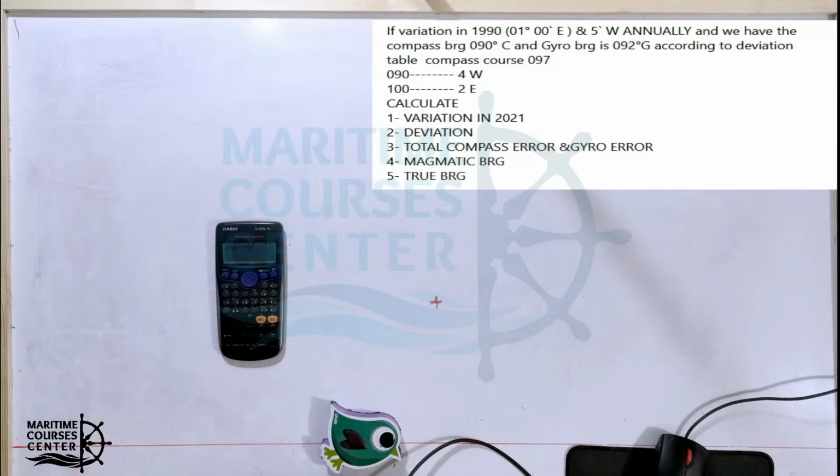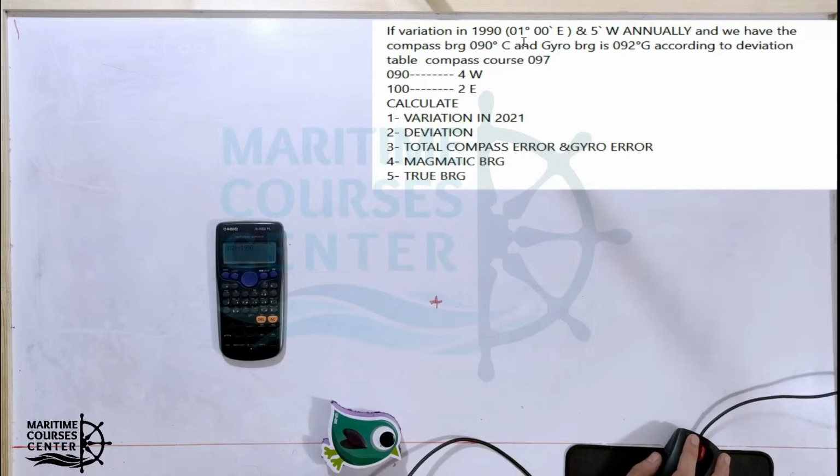Yesterday we had both exams about variation and deviation, and we want right now to solve this exam. So we have, if a variation in 1990 equals 01 degree 00 minute east and 5 minute westerly annually, and we have the compass bearing is 090 degree compass and gyro bearing is 092 degree gyro.